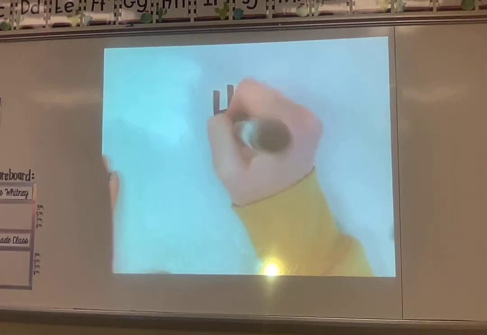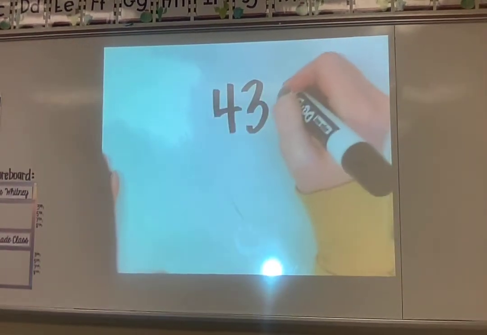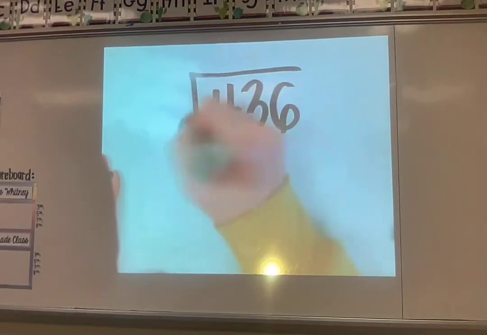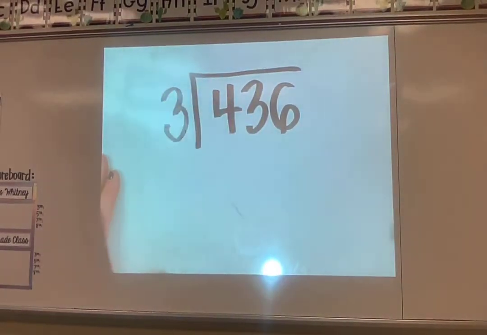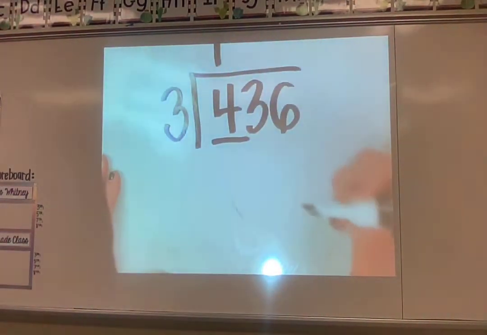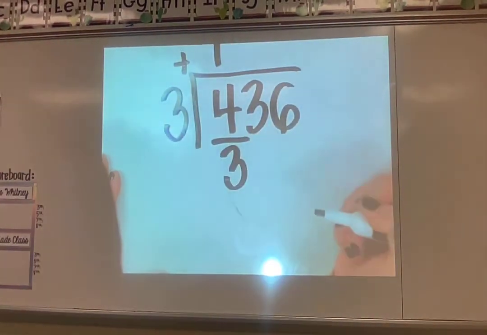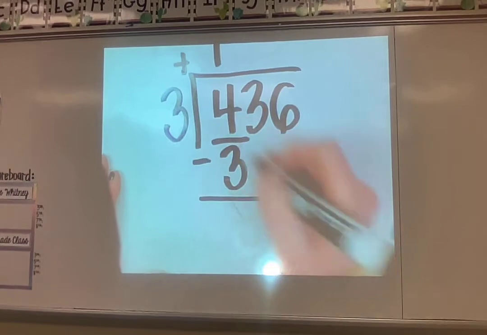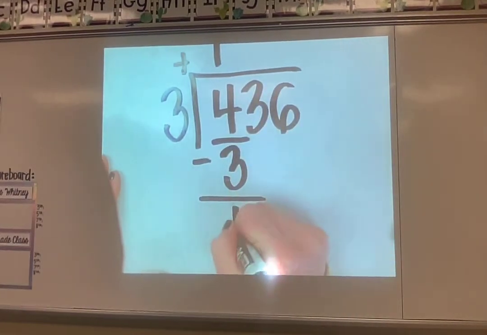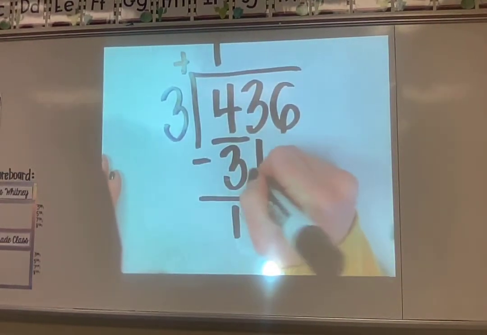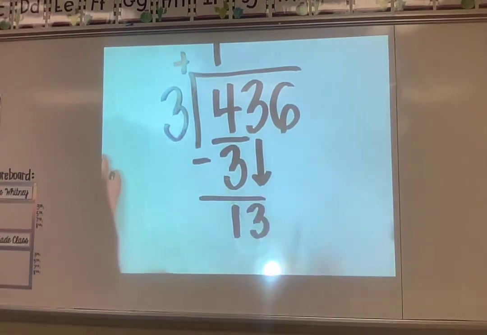So first, let's do 436 divided by 3. First, I'm going to do dangerous. So how many 3s will fit into 4? 1. Monkeys, so multiply. 3 times 1 is 3. Swipe. 4 minus 3 is 1. And bananas, so I'm going to bring down my 3. Now, I brought down. If I bring down, I have to go again.